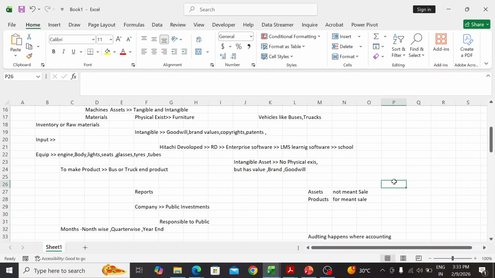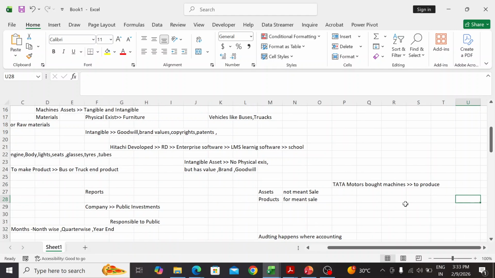In simple words, say for example, Tata Motors bought some machines to produce trucks. So machines are assets. But after production of trucks, the truck is a product.